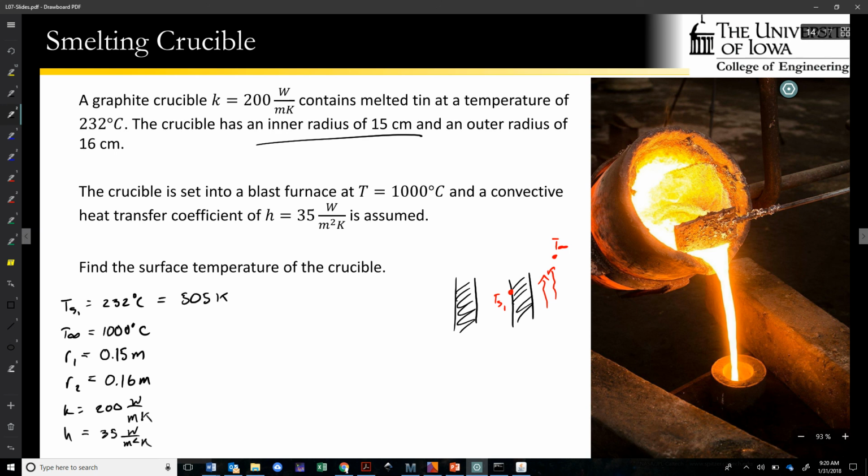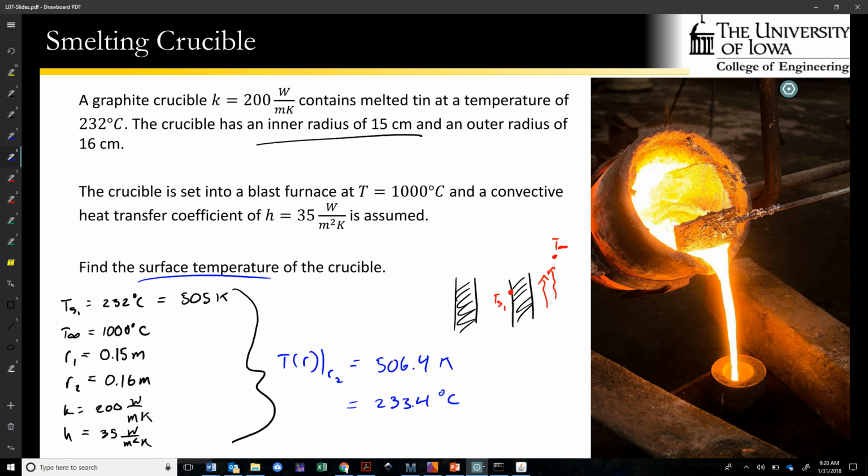But what we would find is that for the surface temperature, T of r at r2 works out to 506.4 Kelvin, which is about 233.4 degrees Celsius. And I suggest that you plug in these numbers and verify that for yourself and actually check out the temperature distribution radially.